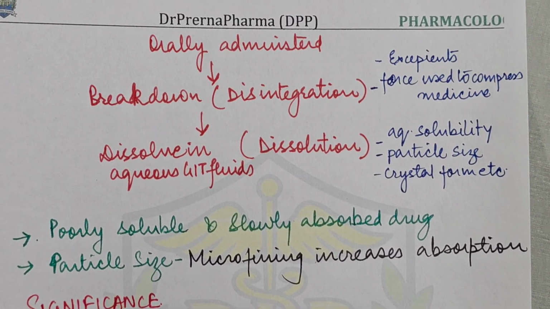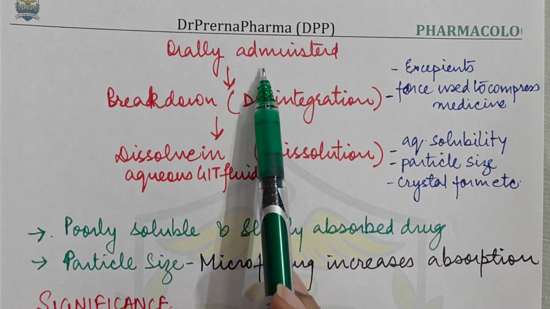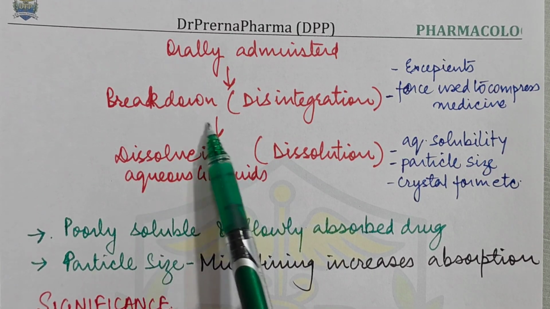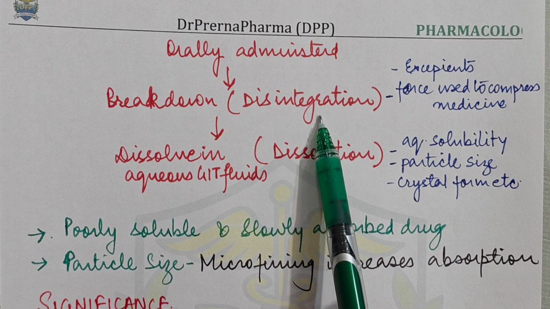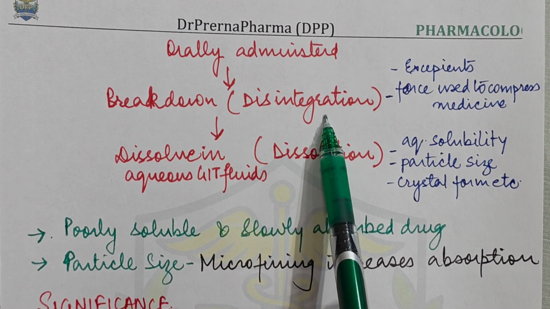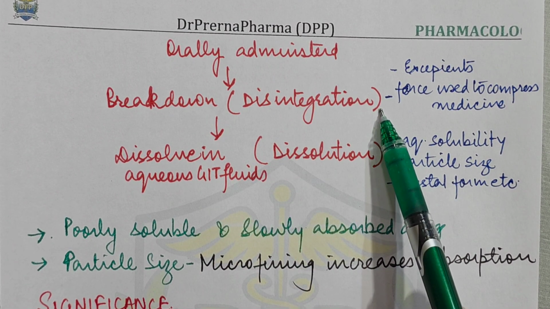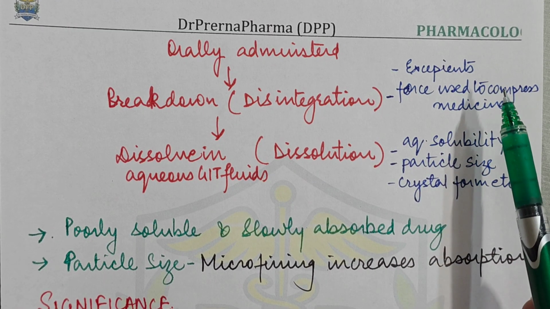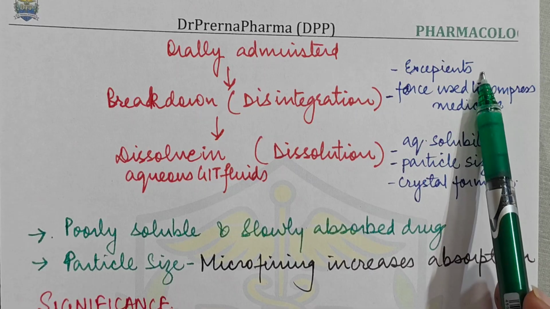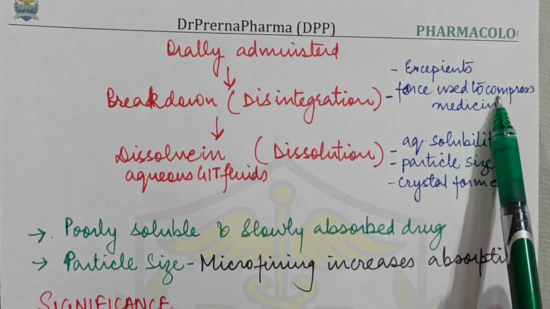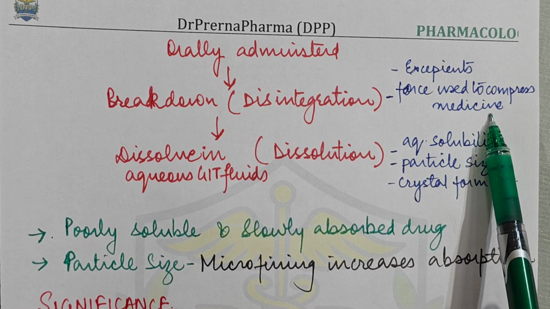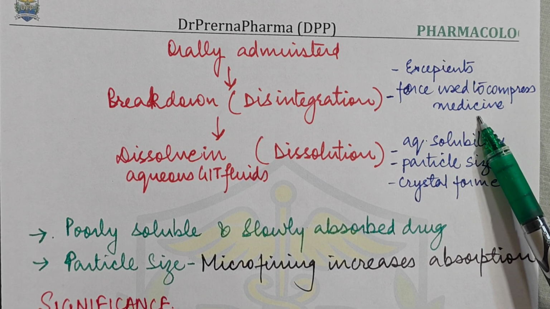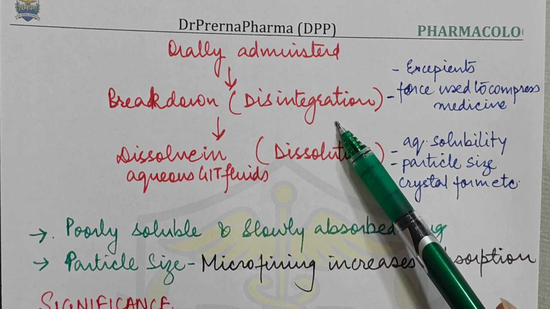See, what happens is that when a drug is orally administered, now what are the factors which make drugs bio-inequivalent? When you orally administer a drug, then it breaks down. That is called as disintegration. Now, disintegration is governed by the excipients which are added in the drug. There are some coloring elements, some stabilizing agents, some emulsifying agents. So excipients, they matter. And then the force which was used to compress the medicine in the manufacturing lab, because medicines are manufactured in factories. So the force which was used to compress the medicine will decide the disintegration of the medicine.